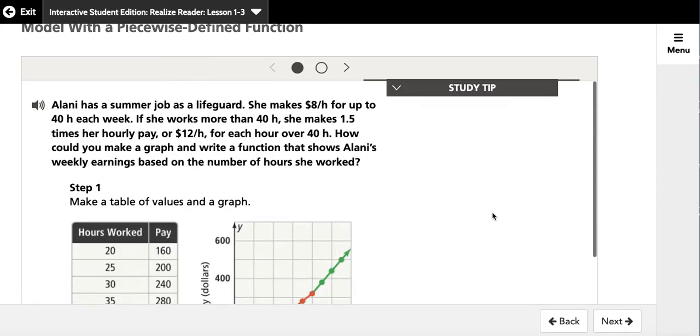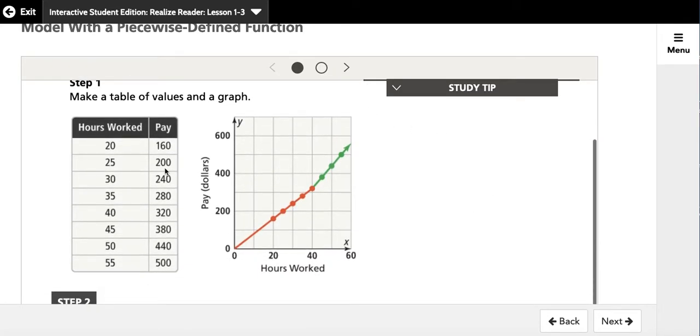Solution. All right, so they graphed it. For 20 hours, 25, 30, 35, 40, it's a straight $8 an hour. And that's these red dots, and you can see the slope of that line. And the slope is actually the 8. But then once she hits 40 hours of work, any hours after that, she's going to be getting $12 an hour. So they put in for 45, 50, and 55. They put in how much that would be. So you can see it's in two pieces.